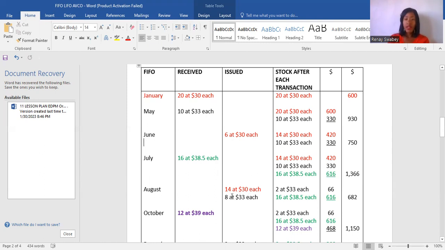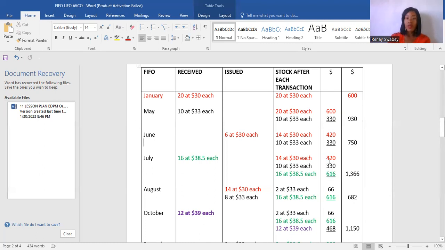So anyway, we're going to rewrite this figure here at stock after each transaction because none was sold in July, none was sold in August. So at the end of August, when you're doing stock taking, when you're checking on your shelf to see how many items are left over, you will have the same total because none was sold.